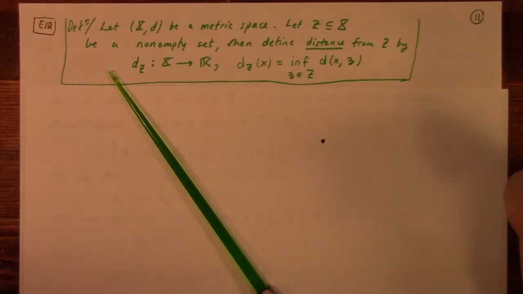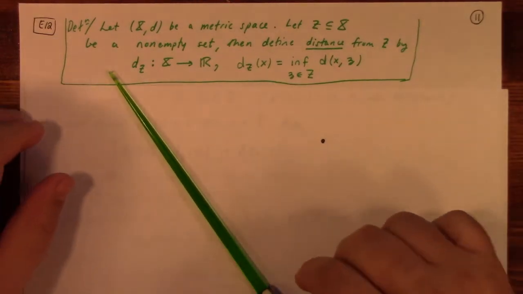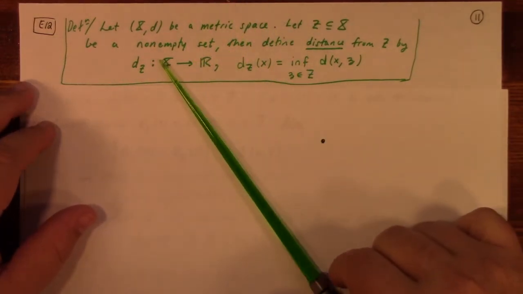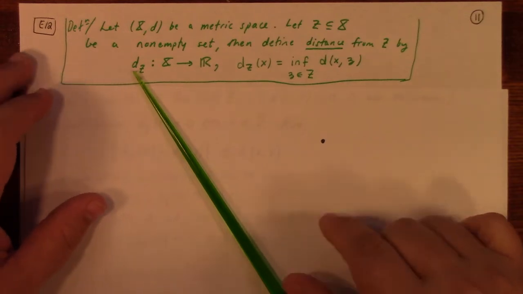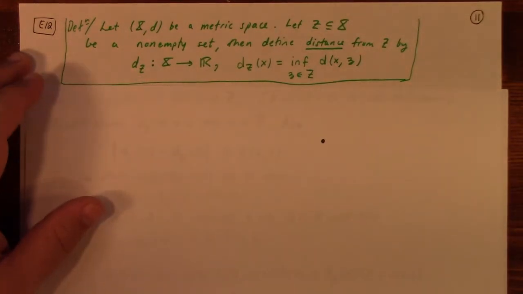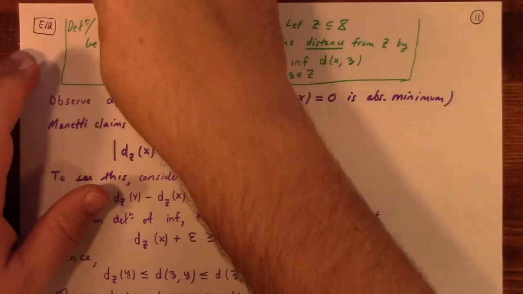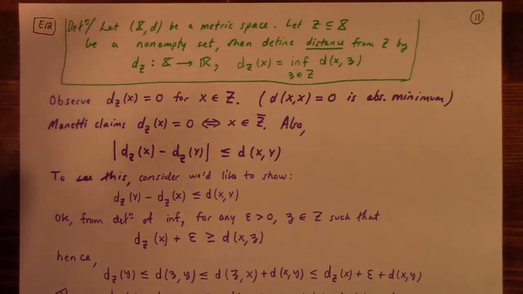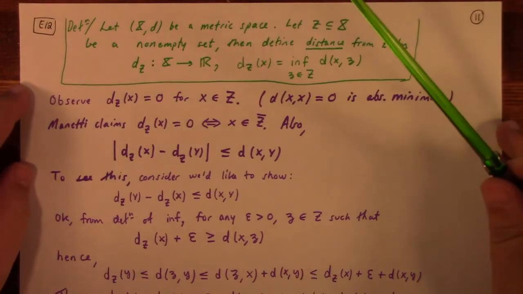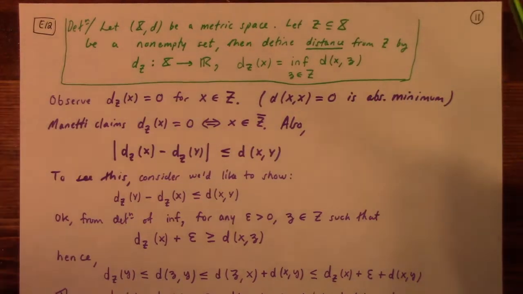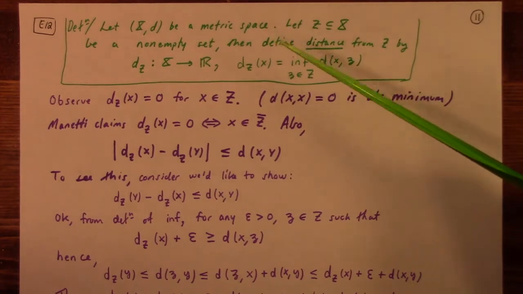let's see here. I'm going to say the greatest lower bound. It's not the minimum, but it's the closest to minimum that you can get when you don't actually have the minimum, right? And so greatest lower bound, which will be the minimum if the minimum exists, but it doesn't have to be, right? And then Minetti talks about how this distance on the subset is a continuous function with respect to the distance on the given metric space.